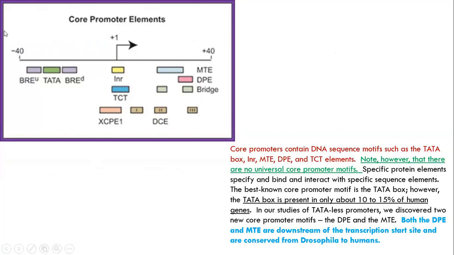These control elements for the core promoter may be in the vicinity upstream from the +1, around -40, or they may be downstream. Still the ATG is not located here. The ATG may be further away. So they may be located downstream or upstream, that's why +40 and -40. Look into further details about the elements here. A TATA box is found in only 10 to 15% of human genes. And both DPE and MTE are downstream, they are in the plus region. That is also important for promoter prediction methods.